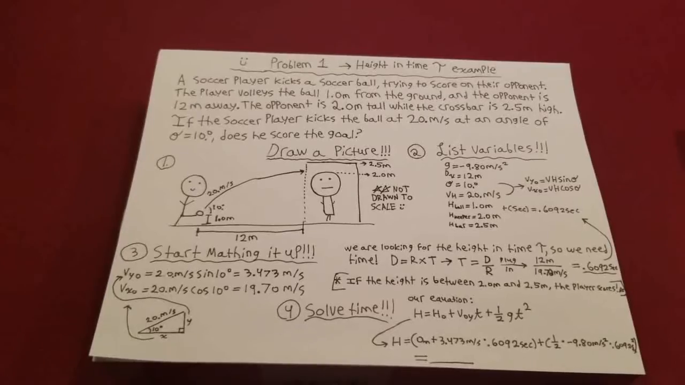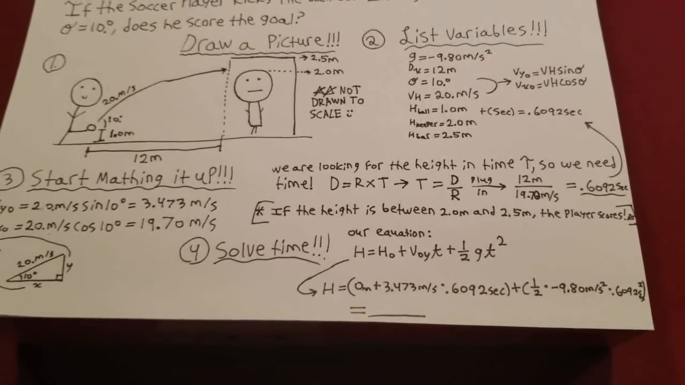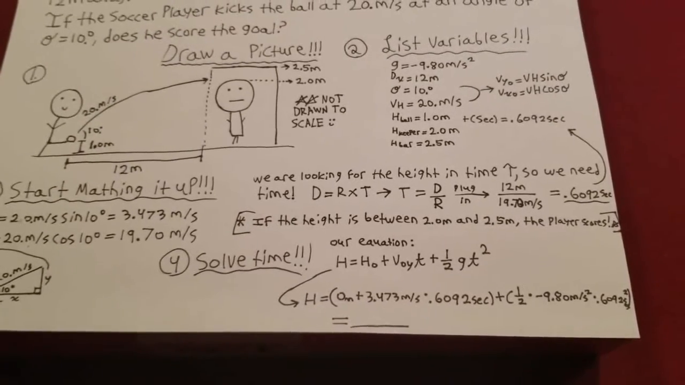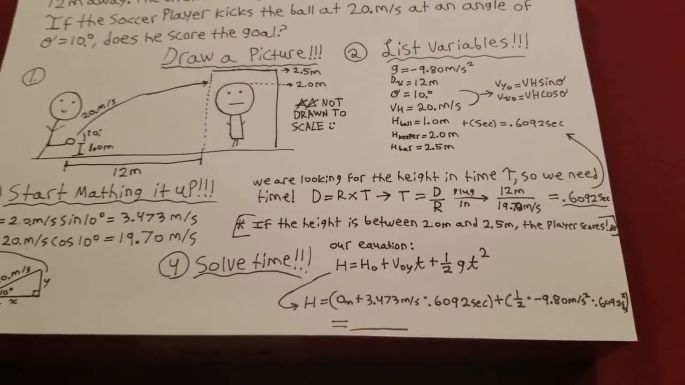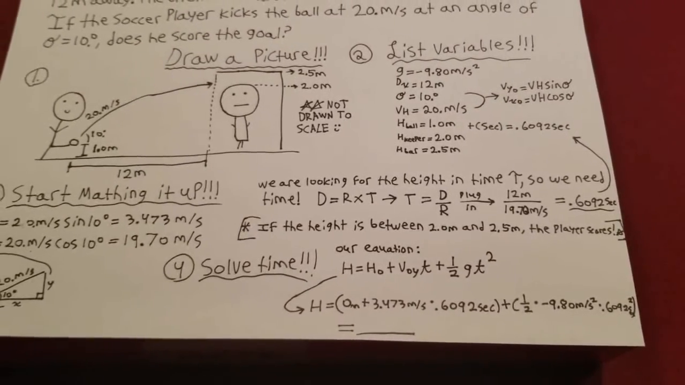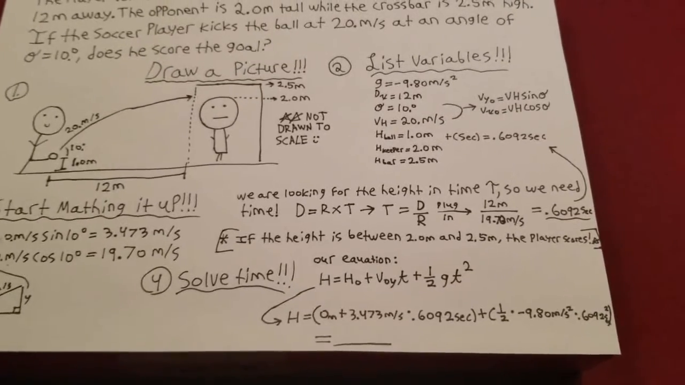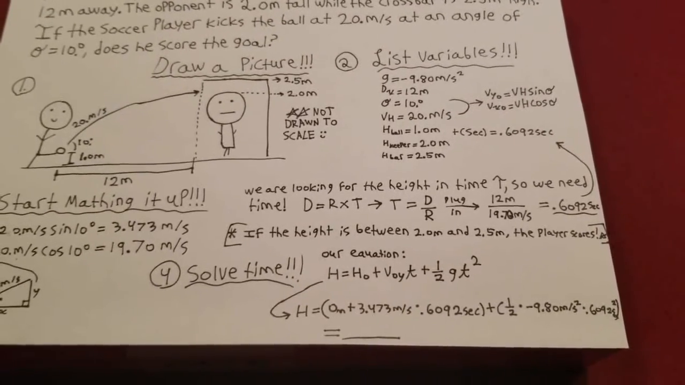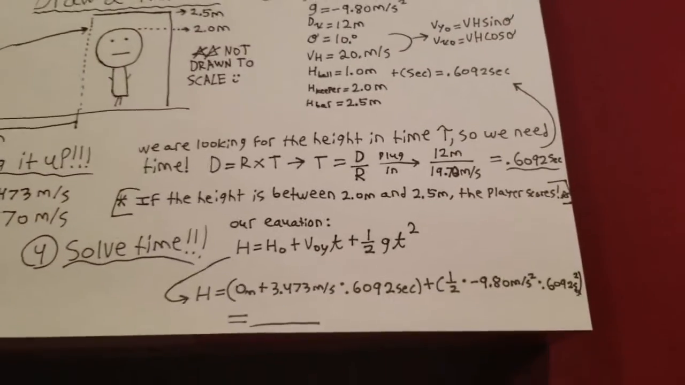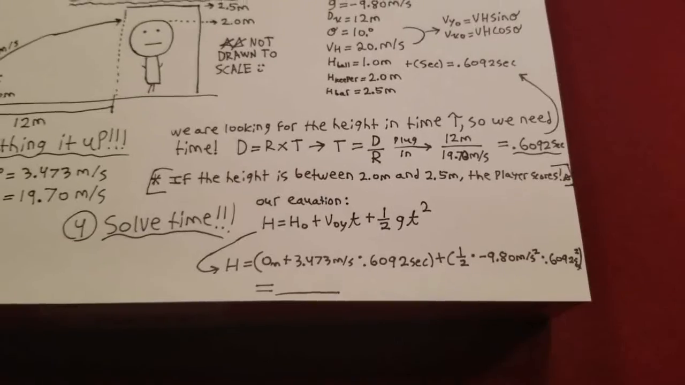Alright, it is now time to plug in our known variables. So we have height equals 0 meters plus 3.473 meters per second times 0.6092 seconds plus 1/2 times negative 9.80 meters per second squared times 0.6092 seconds squared. Will he make the shot and score?